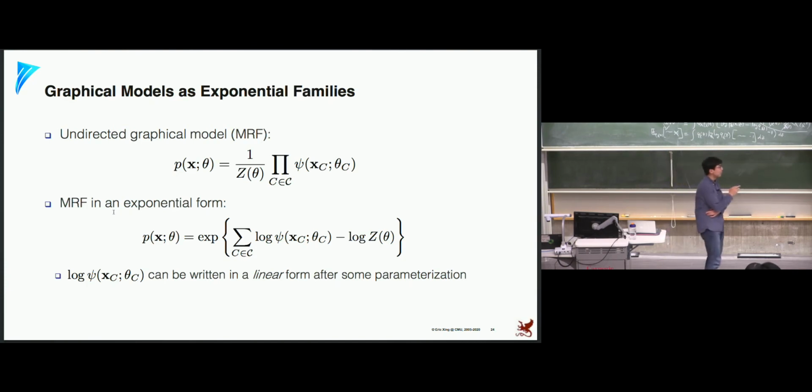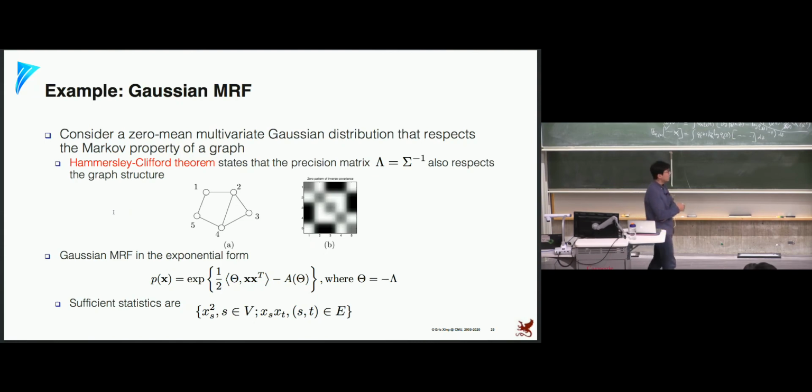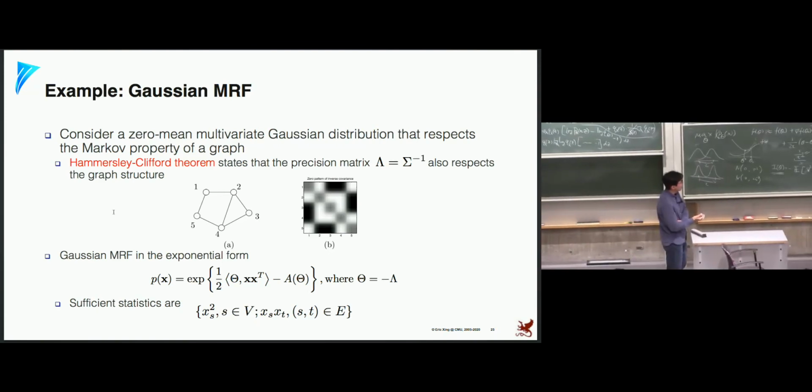Now let's connect exponential families with Markov networks. We know Markov networks, we usually write it as 1 over Z and a bunch of potential functions multiplied together, right? And this is essentially in an exponential family form. If you push everything inside the exponential and then parameterize the log of the potential function as a linear function, then it's just an exponential function. For example, the Gaussian MRF, also from homework 1, we can just rewrite as an exponential form. And we know this is a valid Markov random field because of the Hammersley-Clifford theorem.